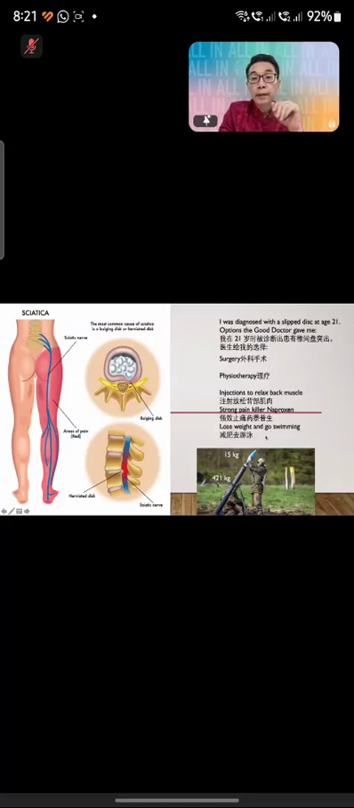Then at about 37, I gained a lot of weight. The doctor said, go and lose some weight, go swimming. So I decided to lose the weight, but I was too lazy to go swimming. Must change to underwear to swim, cannot.